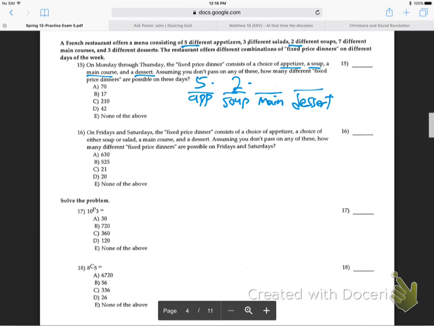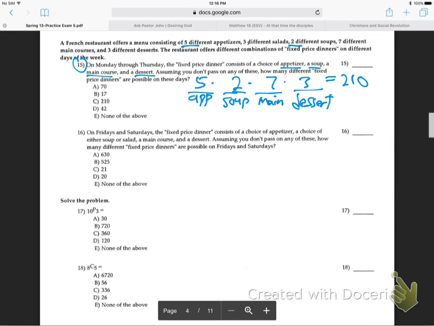Oh, we forgot salad. No, not for number 15. Oh. Yeah, so not everything's in there. You got to read just what 15's asking for. Main 7, dessert is 3. Multiply those together. Is that 210? Yeah. 210, right? Because it's 21 times 10. Thank you. There we go. That good? That makes sense? I just did the ones they asked for. They just said appetizer, soup, main, and dessert.